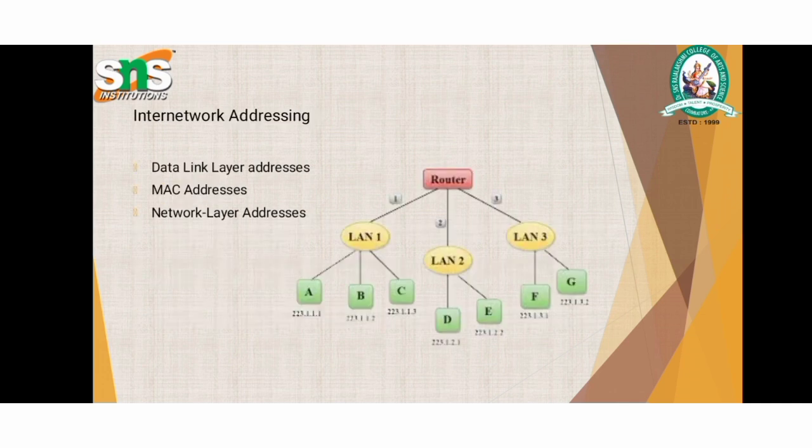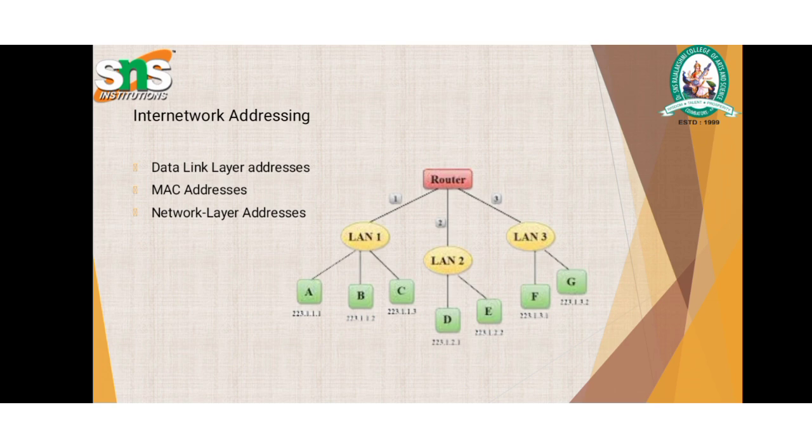These are the diagrammatic representations. Next, internet work addressing, like data link addresses, MAC addresses, and network addresses. There are three types of internet work addressing. From these three, let me tell about the first one, data link layer addresses.